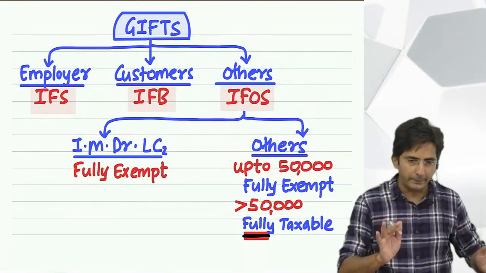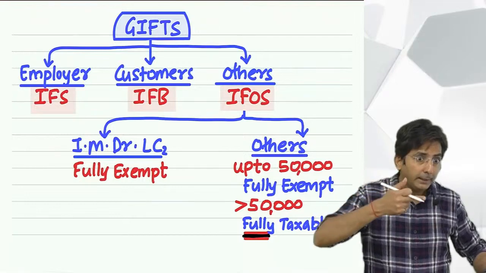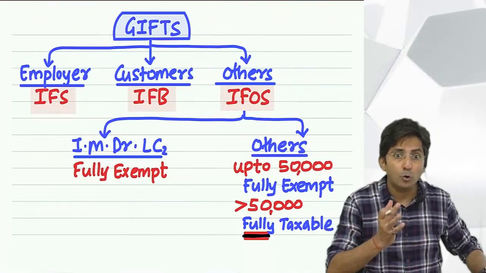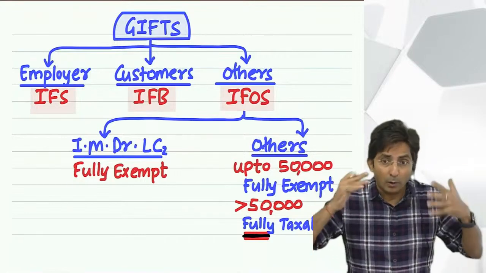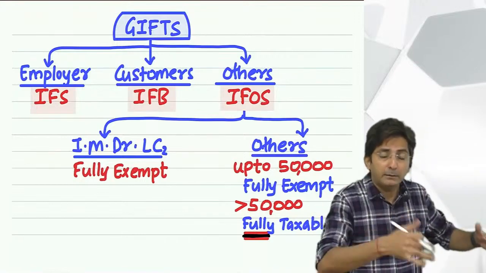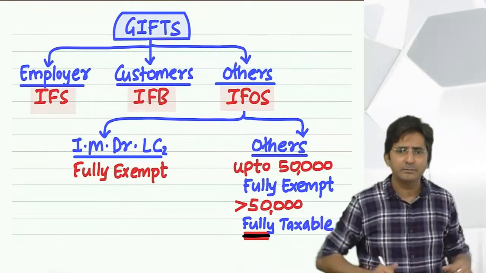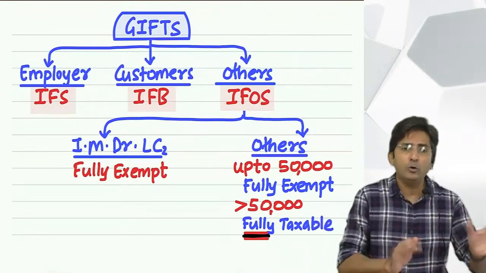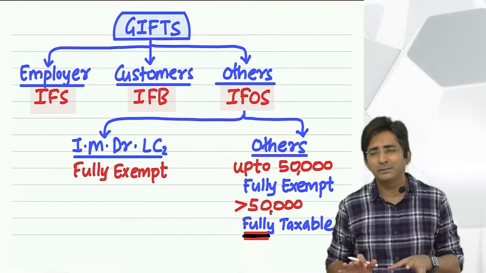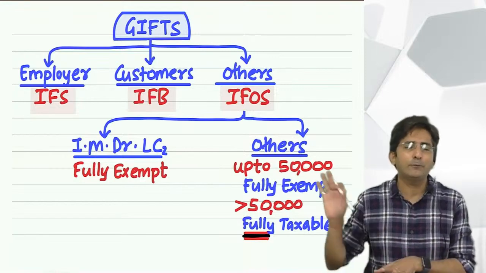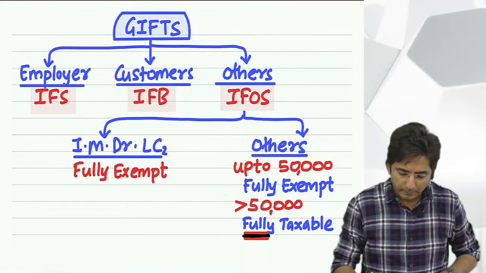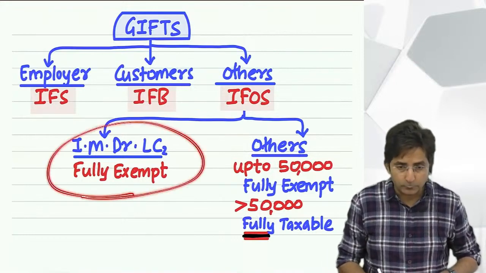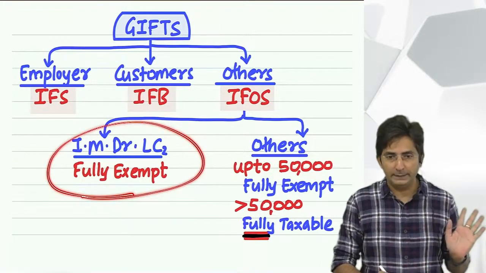COVID treatment, no limit. See, you should think logically. If treatment is going on, there is a scope of revival. A person can survive. So the government also feels, give him money, crores, 10 crores, we will exempt. So COVID treatment, no limit. But COVID death, up to 10 lakhs if the family member gets, it will be exempt. Okay. See, these gifts are treated as fully genuine, that's why fully exempt.